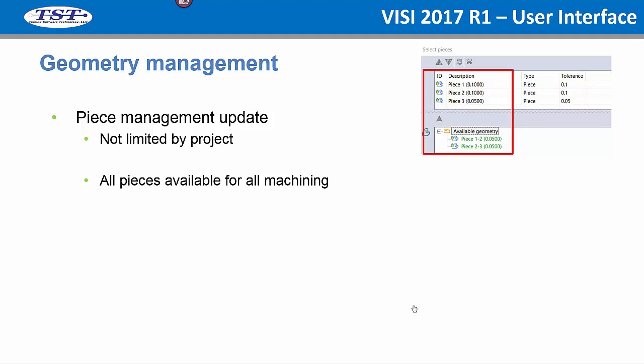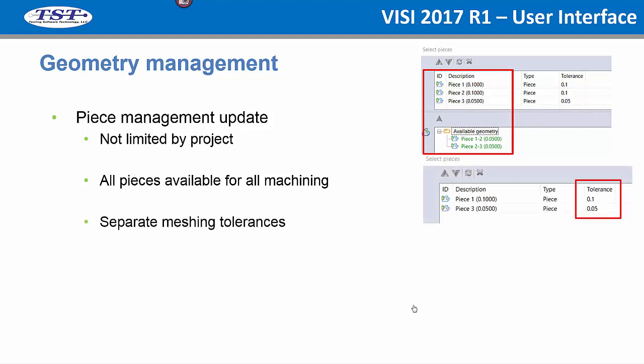So pieces management update is not limited by the project. All pieces are available for machining. So in the past, you had to make sure you add it to the project first to be able to see it in the operation. No more of that. We can simply have it in the model manager and be able to select it. And even if we don't have it in the model manager, we can actually add it on the fly. So in addition, we have a separate meshing tolerance as well for each piece.